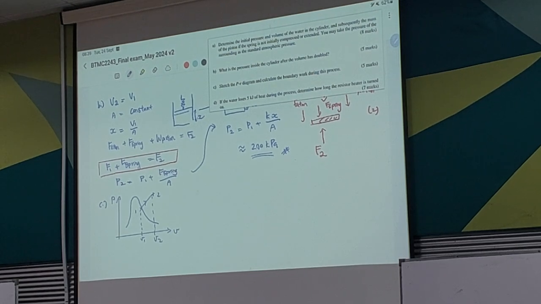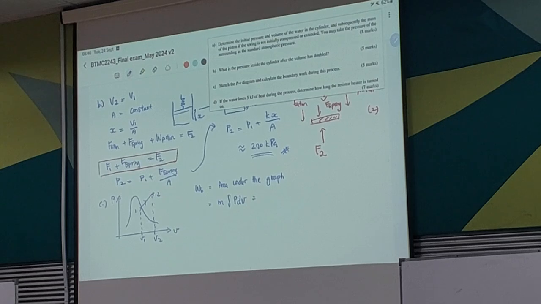So you need to calculate the boundary work. The boundary work is just the area under the graph for a PV diagram, the closed system here. So it is just PdV, which is... what is this value that I use here? Let me see.